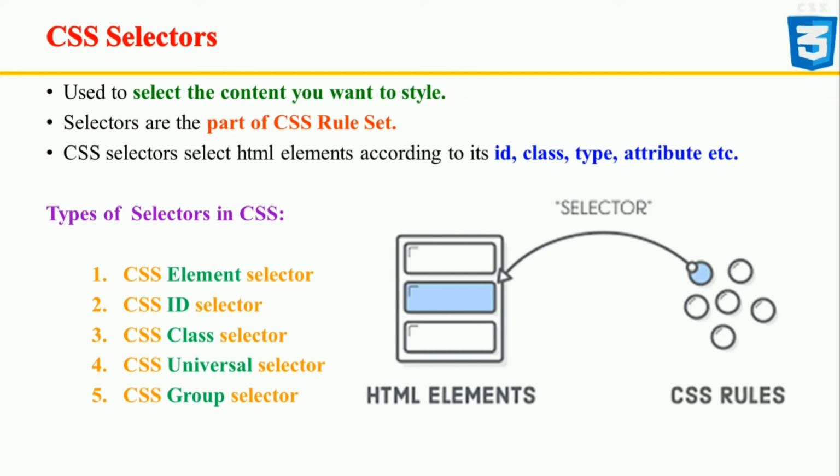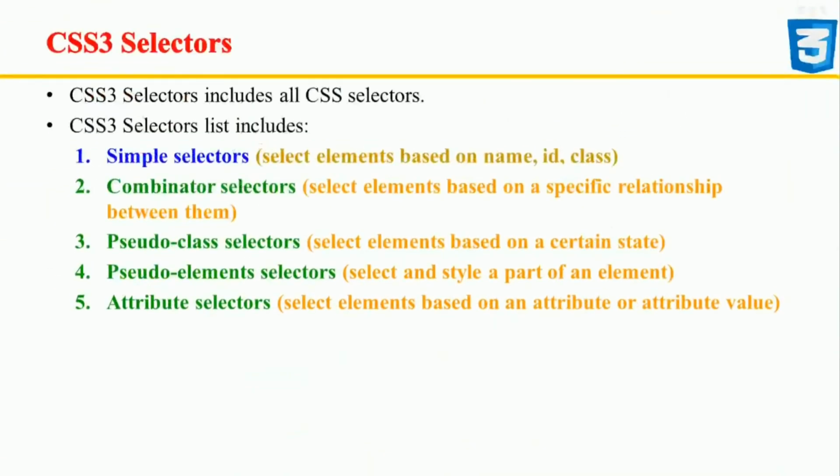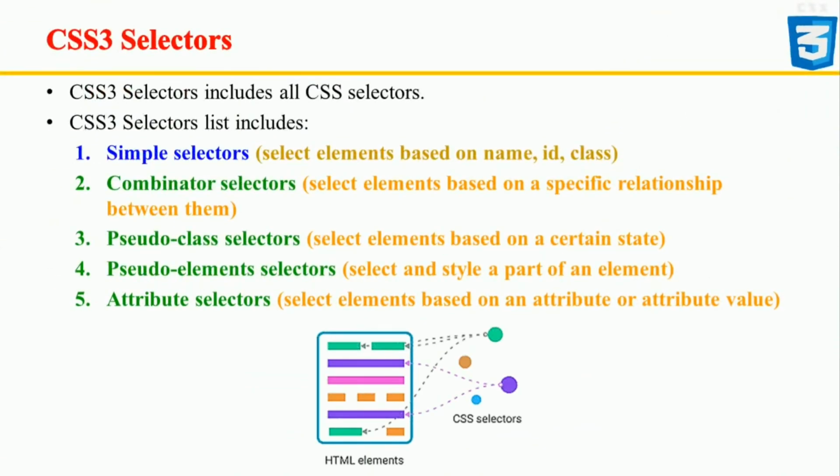A selector is an HTML tag to which the CSS style will be applied. This could be any element tag like the h1 tag, paragraph tag, or table tag, etc. CSS selector types are element selector, ID selector, class selector, universal selector, and group selector. CSS3 selectors include all the CSS selectors. It includes simple selectors, combinators, grouping, and pseudo selectors.